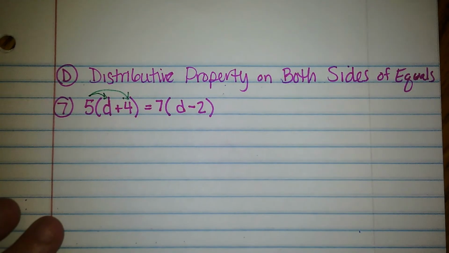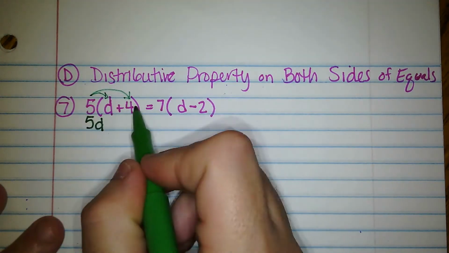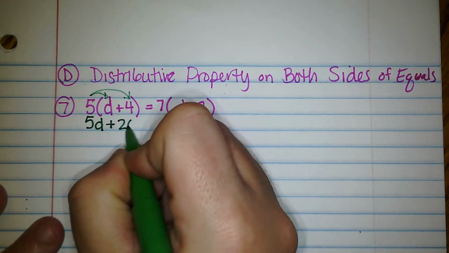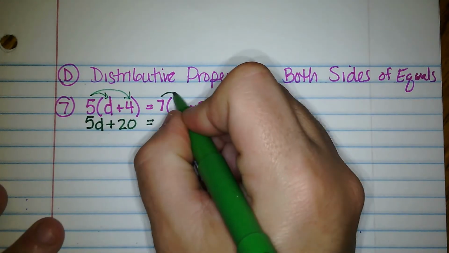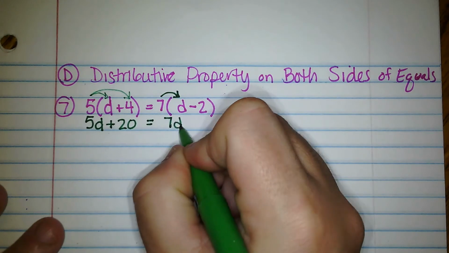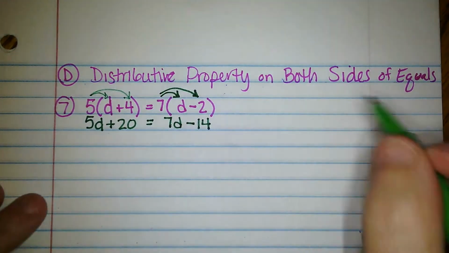and see what we get. So 5 times D is 5D, and 5 times 4 is 20. And then we're going to put the equals down, and then we're going to distribute the 7. 7 times D is 7D, and 7 times negative 2 is negative 14.